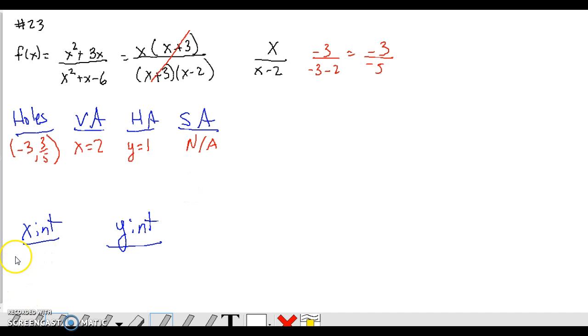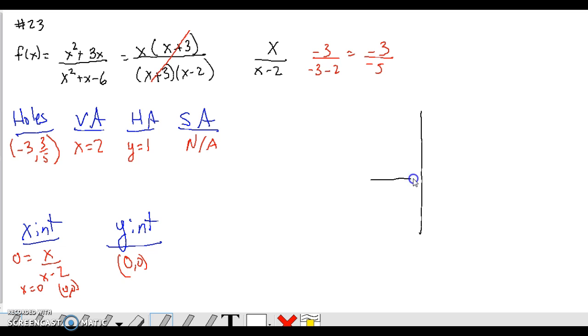X-intercepts, right? Set your equation equal. I'm going to set the new one equal to it since x plus 3 cannot be both a hole and an x-intercept. So it'll just be x over x minus 2. So x is equal to 0. So we have an x-intercept at 0, 0. If you think about it, we also have a y-intercept at 0, 0.